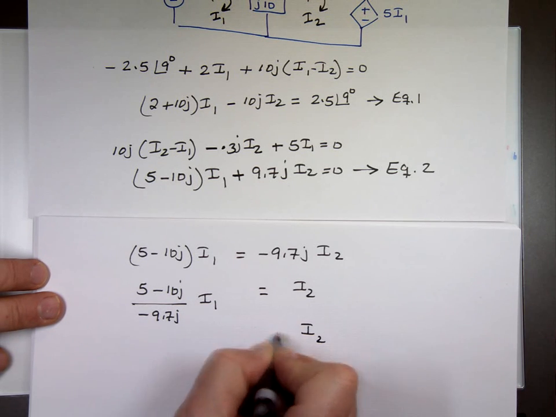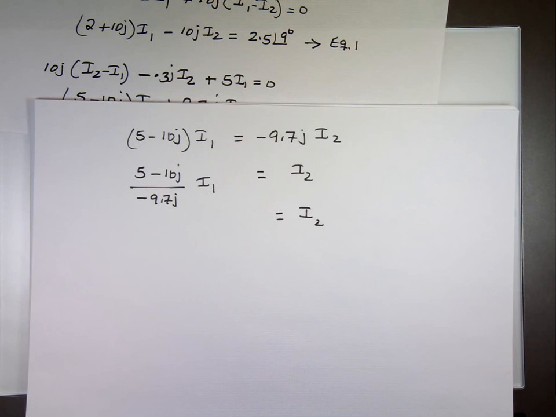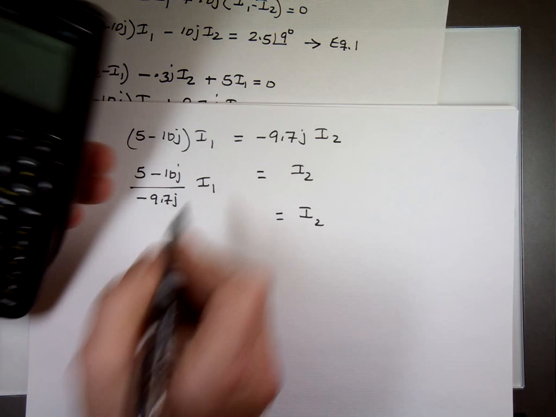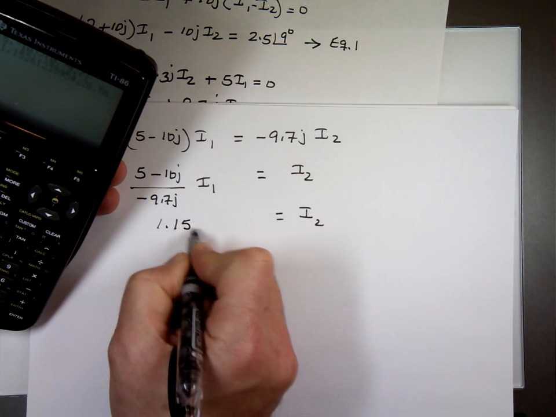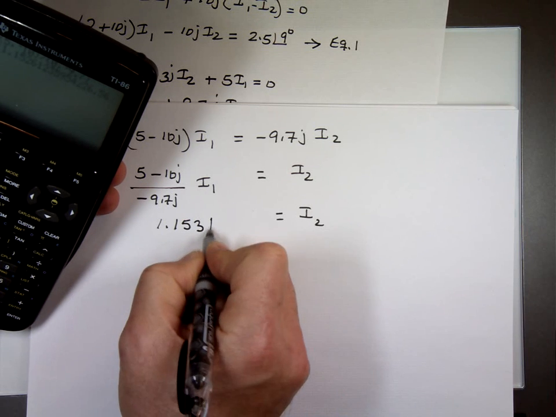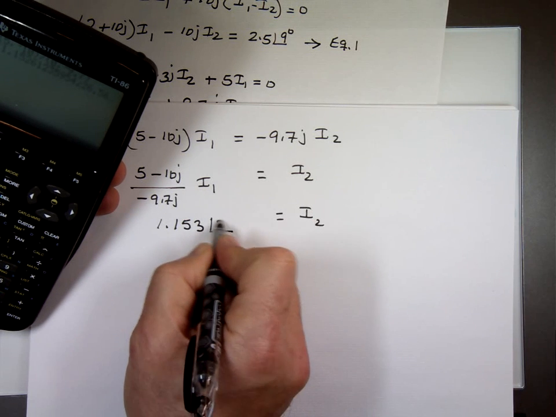Again, I don't really care if it's rectangular or polar. I go to my calculator here. Parentheses 5 comma negative 10 divided by 0, comma, negative 9.7. It says I sub 2 equals 1.153 angle 26.6 I sub 1.